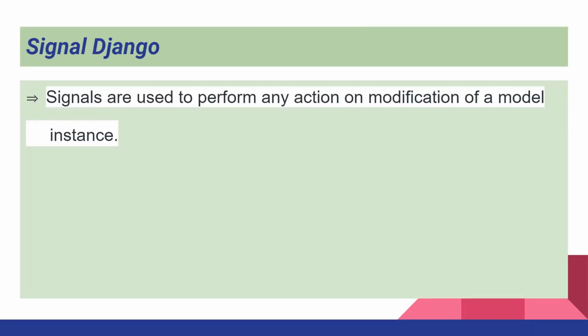So today we will discuss signals. What is a signal in Django? Firstly, the definition: signals are used to perform any action on modification of a model instance. Modification of a model instance means modification of models, databases, tables, and object instances. Okay, so this is the signal.